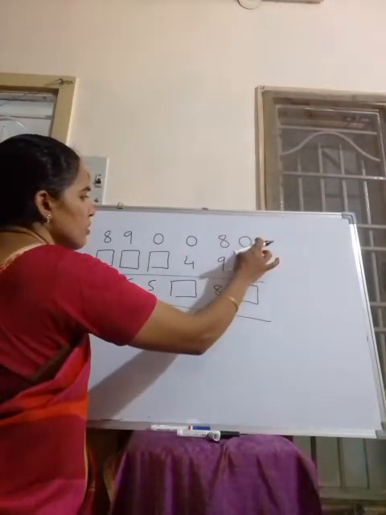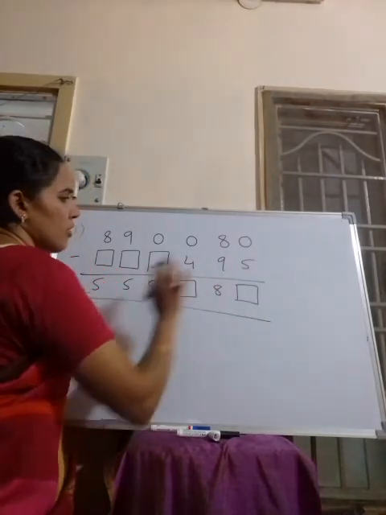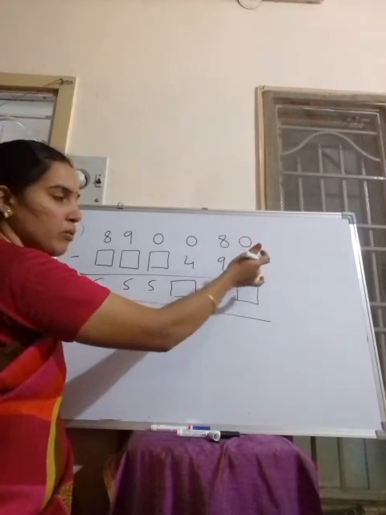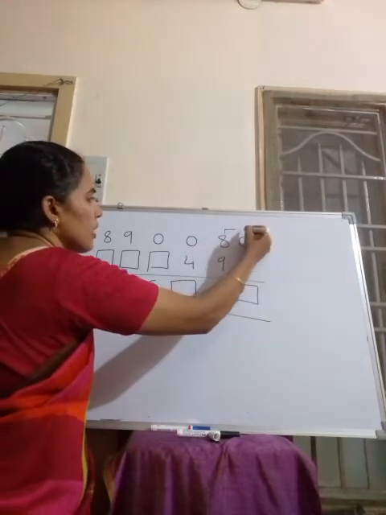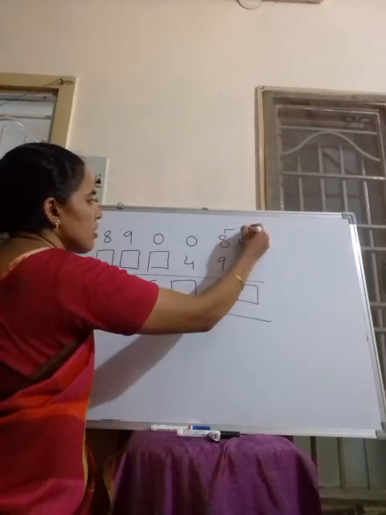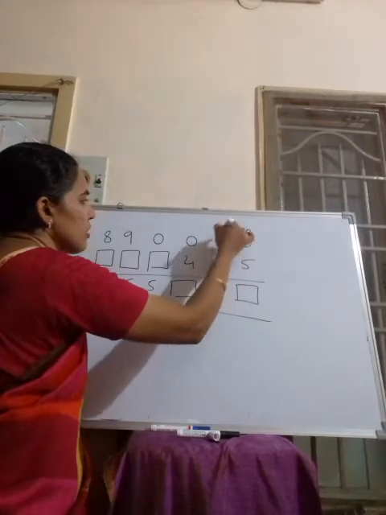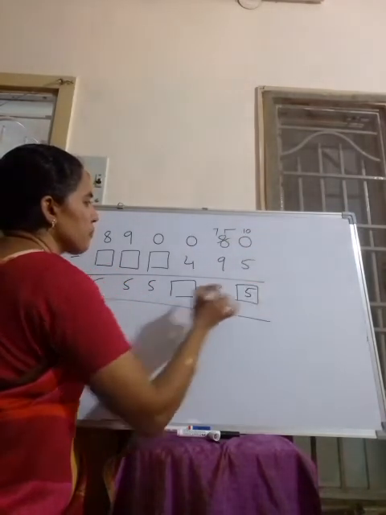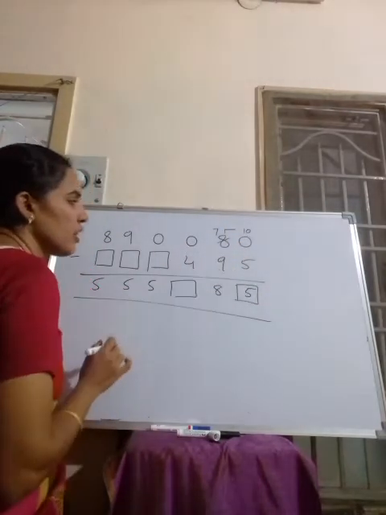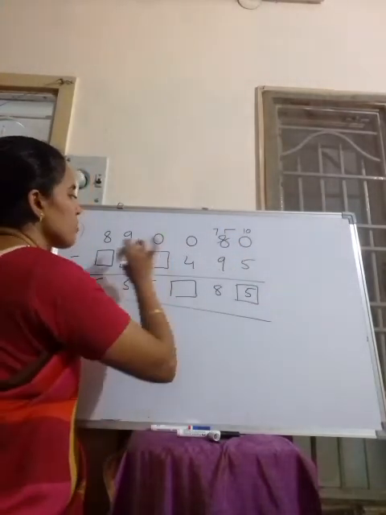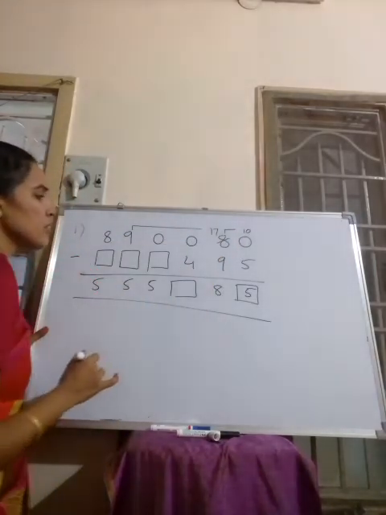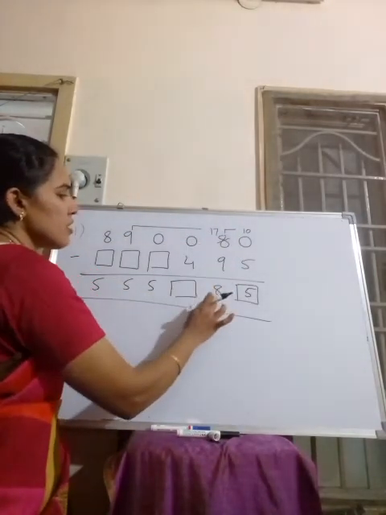Now 0 minus 5, is it possible to subtract 5 from 0? Not possible. Then we have to borrow. Carry out subtraction here. Now 1 I am borrowing from 8. Now 10 is left here. 10 minus 5 is 5. Now 7 minus 9. Again not possible. I am borrowing from this 9. Now 17. 17 minus 9 is 8.